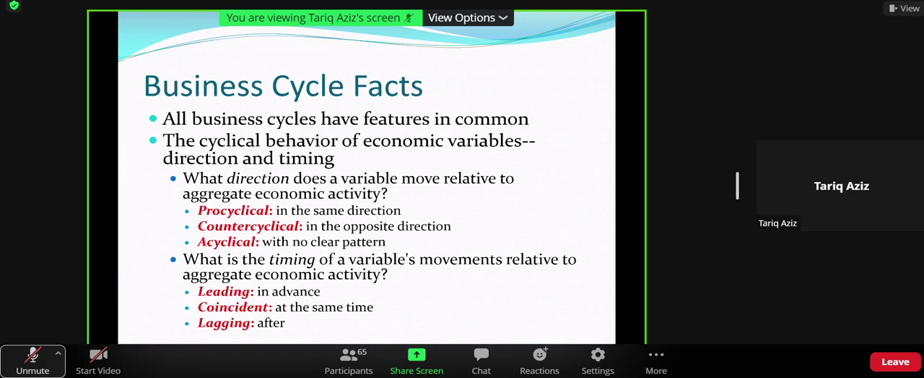In the aggregate economy, if two variables are moving in opposite directions, if one is increasing and another is decreasing, that movement is called counter-cyclical. And if two variables are not correlated with each other, there is no clear pattern that they move either in the same direction or in opposite directions. Sometimes they move together, other times they may not. That movement is called acyclical, meaning these two variables are not related.